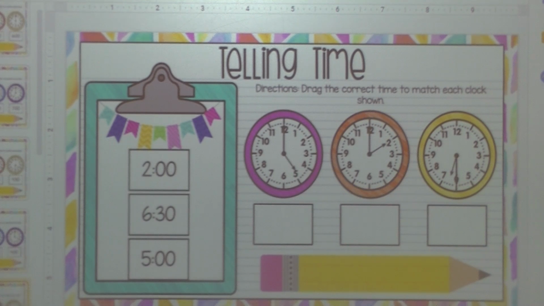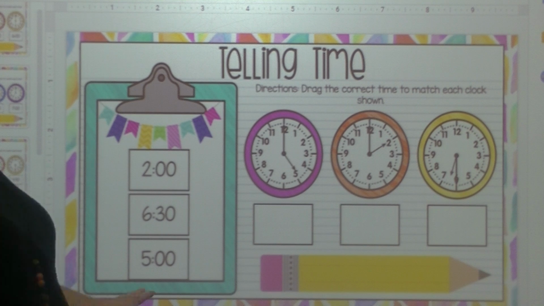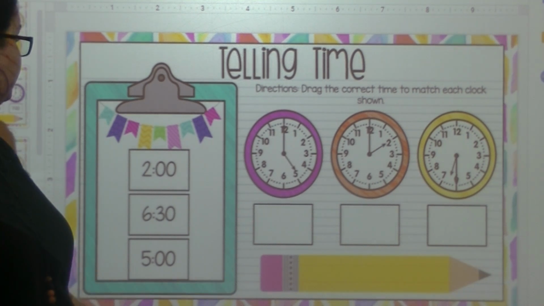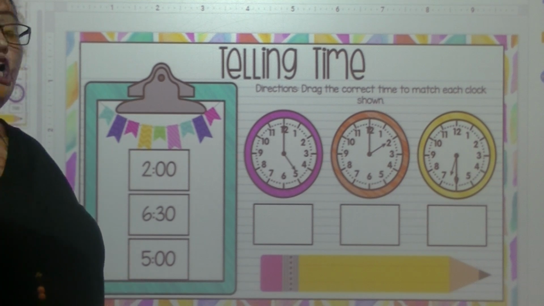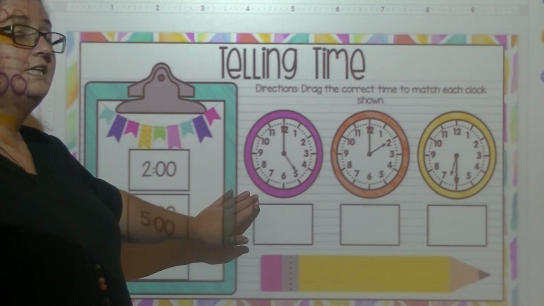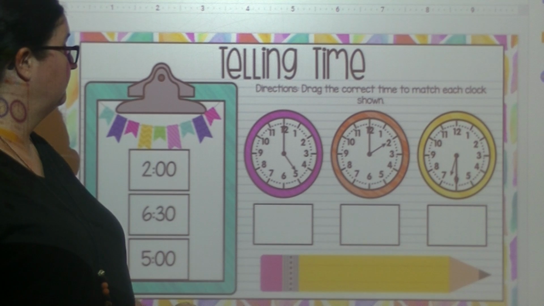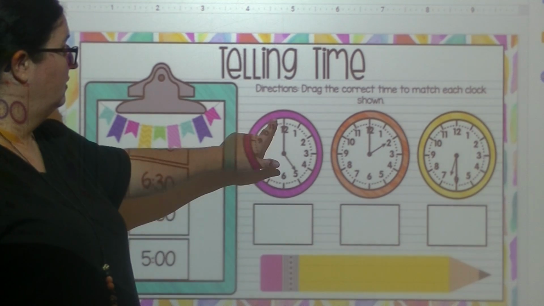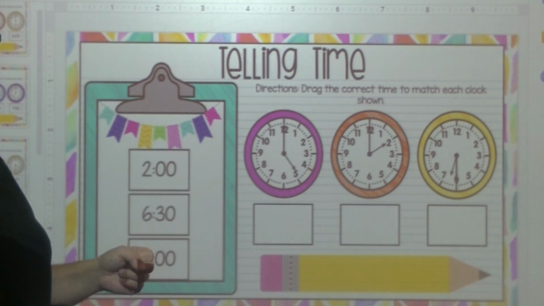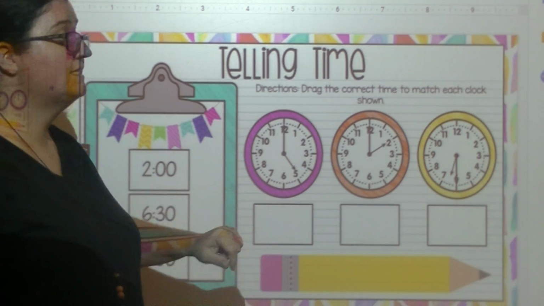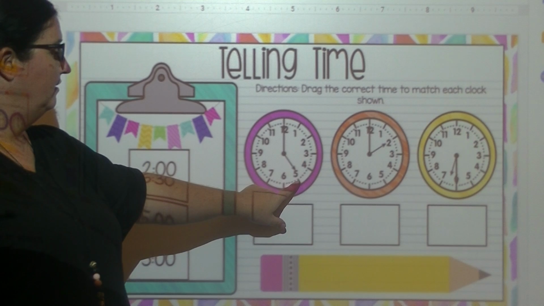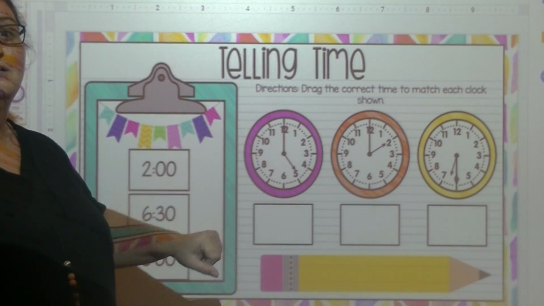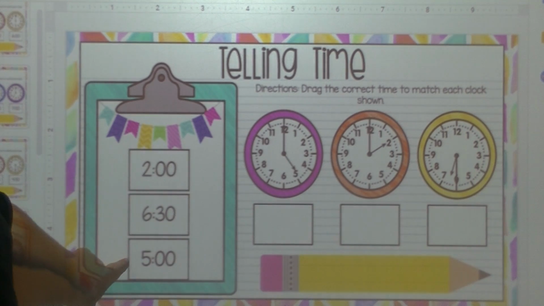Alright, this is the last one you guys did. This was your last page on yours. 2 o'clock, 6:30, 5 o'clock. Now look at the pink clock. Minute hand is on the 12. Hour hand is on the 5. What time does it show? 5 o'clock.